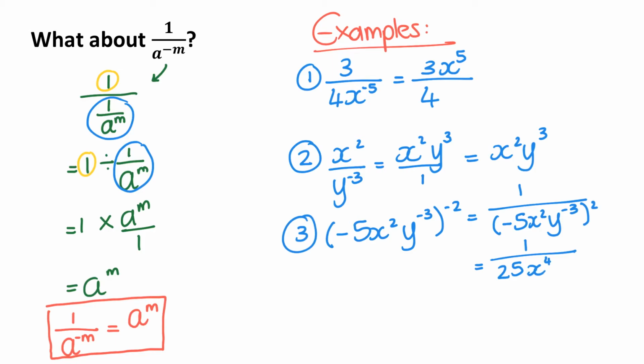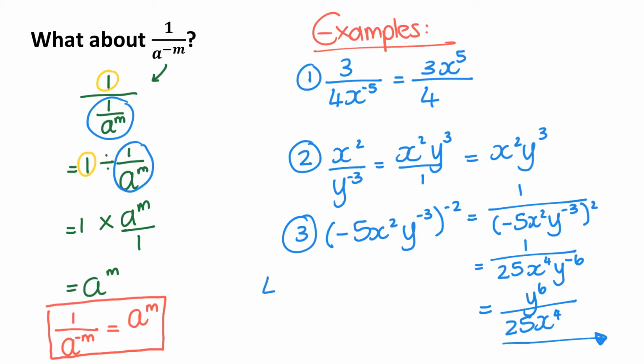And y to the power of negative 3, all to the power of 2, will be negative 3 times 2, negative 6. And that can simplify to 1 over 25 x to the power of 4. And instead of having 1 in the numerator, it will be 1 times y to the power of 6.